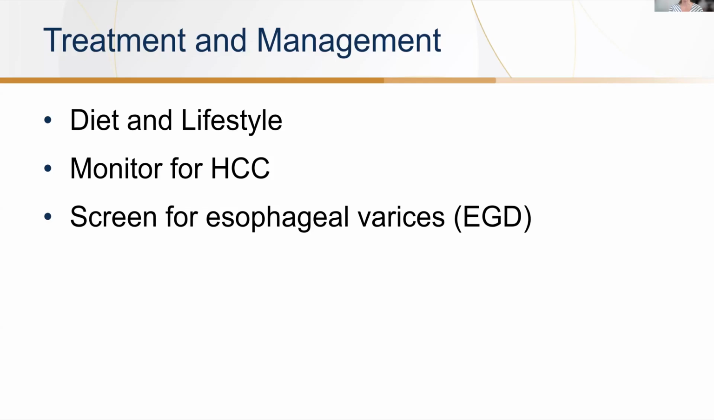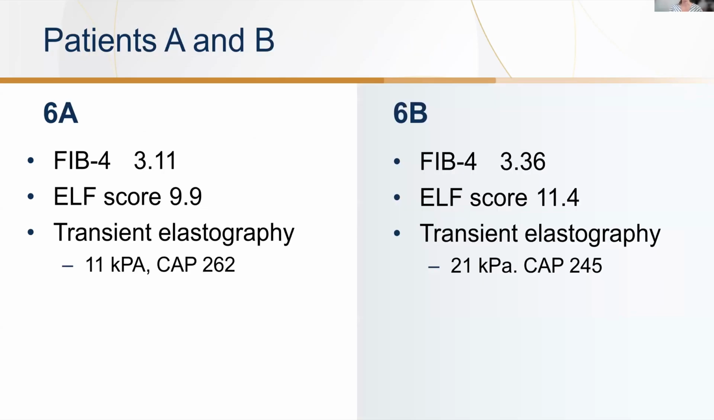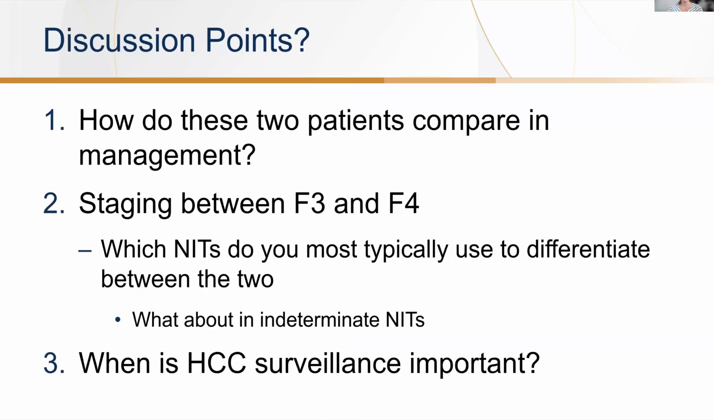That wasn't diagnostic, but we would want to screen for esophageal varices. All right, so comparing these two cases: we've got a Fib4 of 3.1, which is in that indeterminate range, an ELF score that's consistent with an F3, and transient elastography that's also consistent with an F3. On the second case, we've got a Fib4 of 3.36, an ELF score of 11.4, both of these measures consistent with cirrhosis, and a transient elastography score of 21 kilopascals.